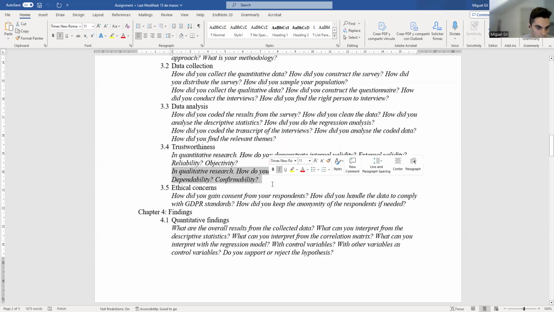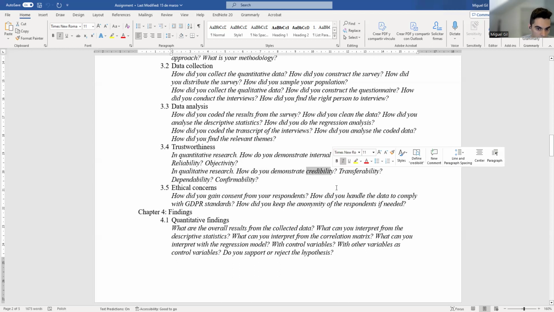Similarly with qualitative research, it's just that the concepts change. Internal validity is credibility. Instead of external validity, it is transferability. I don't want to give the lecture in here, so if you don't remember, go back to that lecture. There are videos on that. Watch the videos and write how you demonstrate all of these things.